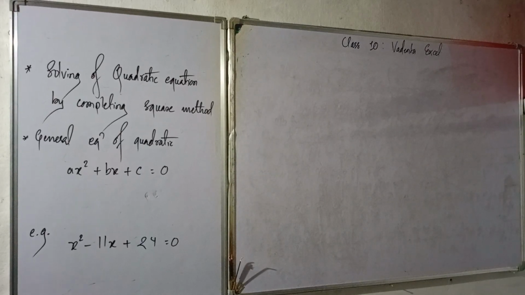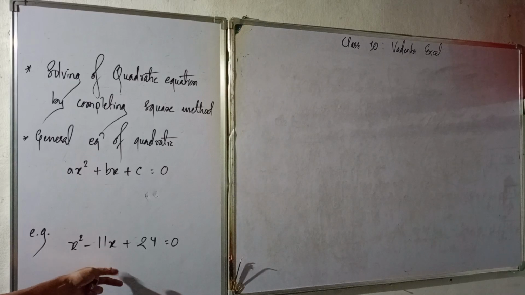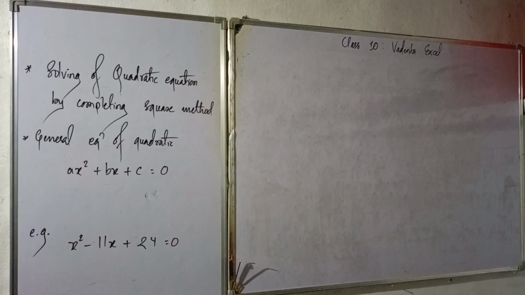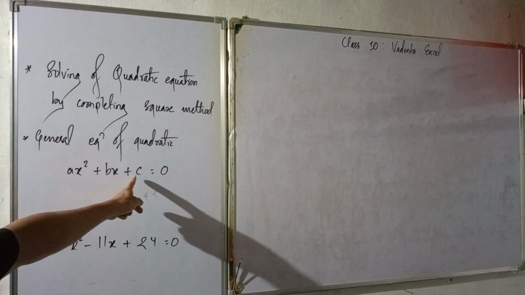I'm also giving solving of quadratic equations by the completing the square method, which is another method I will show you by doing this example. But first, there is a certain formula that we can use directly while solving quadratic equations to find the solution. The general equation of a quadratic equation is ax squared plus bx plus c equals 0.